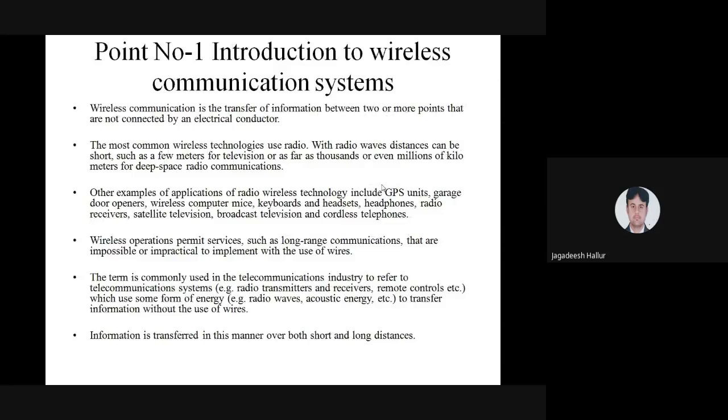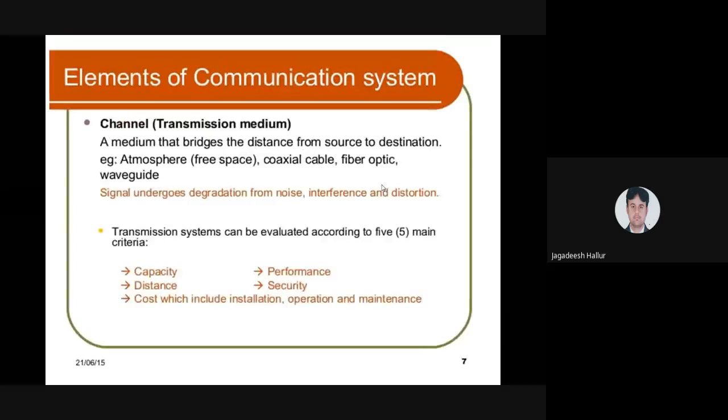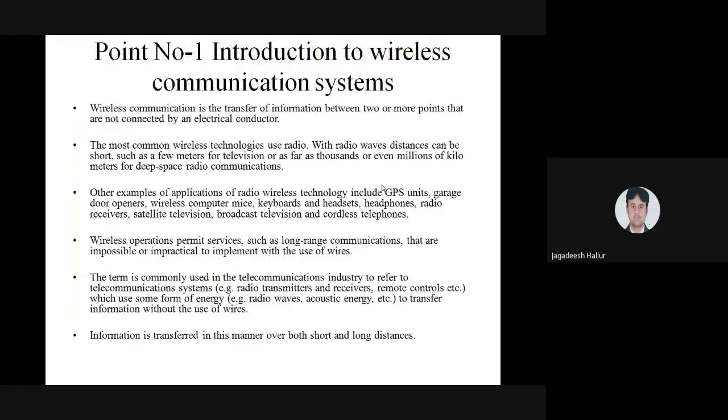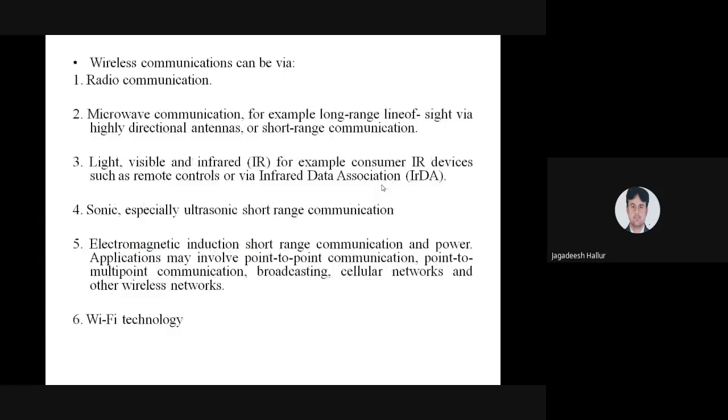Point number 1, introduction to wireless communication system. Remember, you have to give an answer for any two points out of this when asked the question. What are the elements of this communication system? What is the actual function of each block? What is wireless? What is the difference between wired and wireless? We'll see that next. What is the actual advantage? Where are we using wireless communication? Which devices do we use for wireless? Where do we use long distance communication, and which technologies do we use for short distance communication? We should know this.